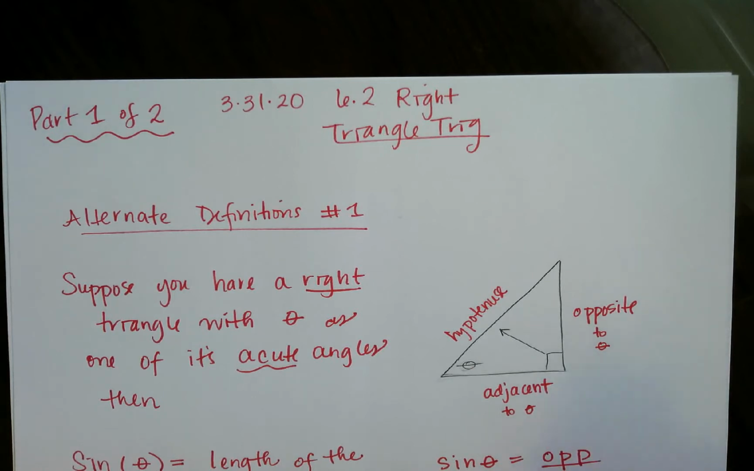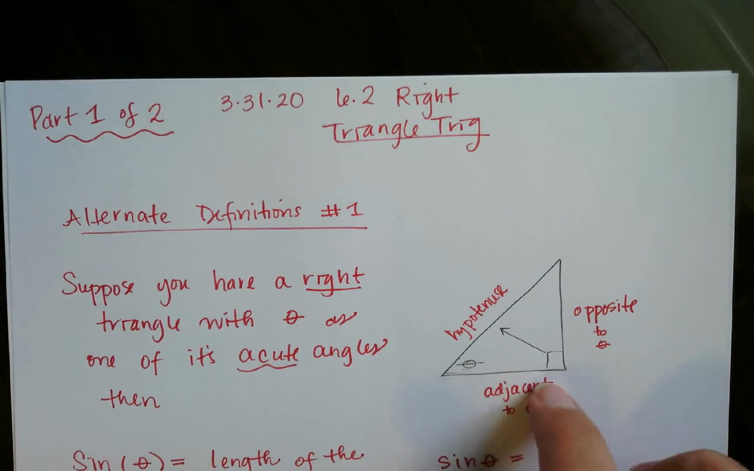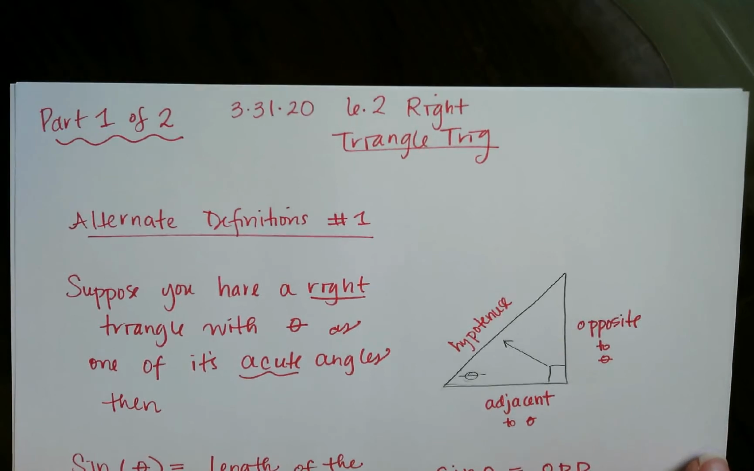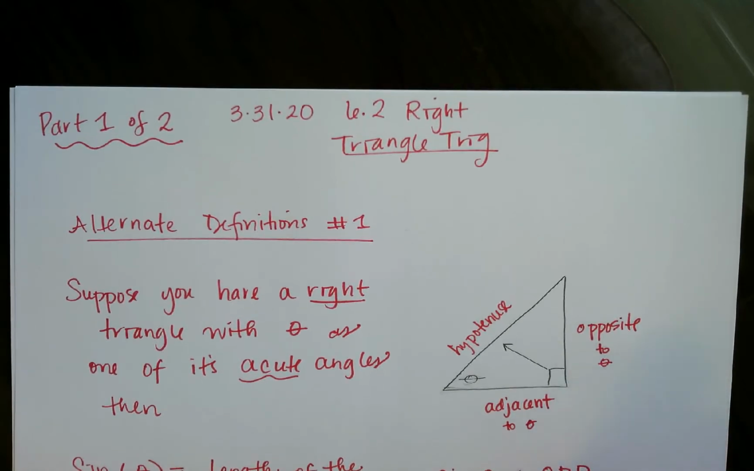There are some alternate definitions of your trig functions. When you're on the unit circle, your sine definition is the y, your cosine definition is the x, etc. Now that we're going to be on right triangles off of the unit circle, your trig functions have other definitions. The first alternate definitions deal with right triangles. It says suppose you have a right triangle with theta as one of its acute angles.